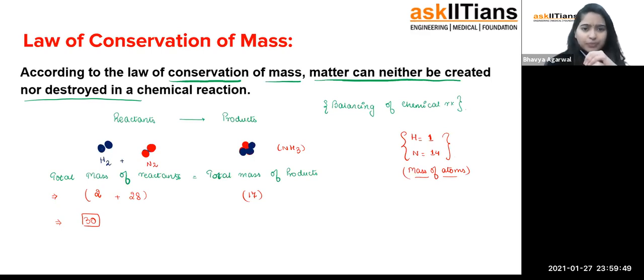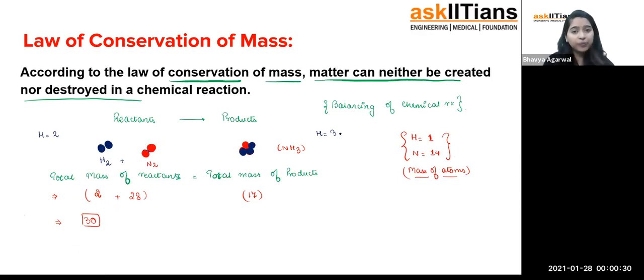So what should I do? I need to balance this reaction. Balance means whatever the relative number and types of atoms are, they should be the same on both sides. LHS has to be equal to the RHS. Now if you see, on my left, hydrogens are 2, right? There are 2 hydrogens here, whereas there are 3 hydrogens here.